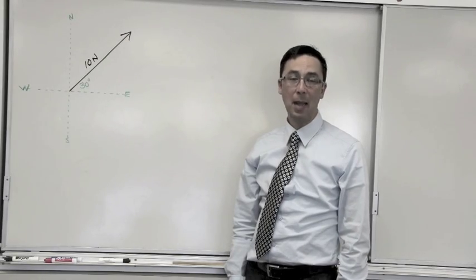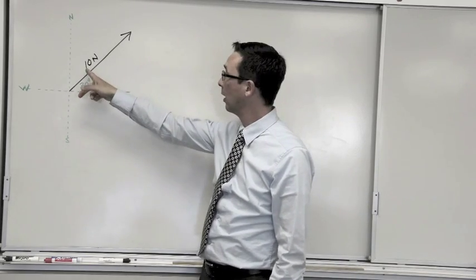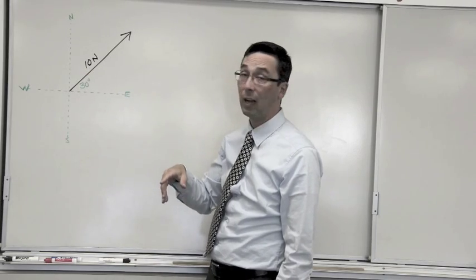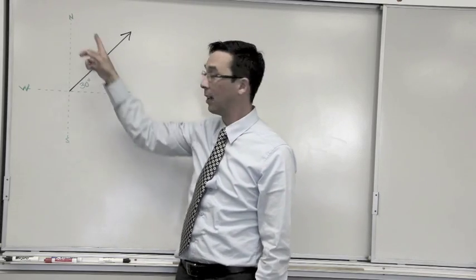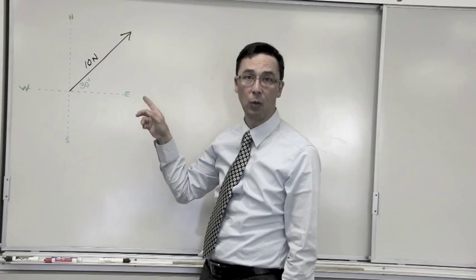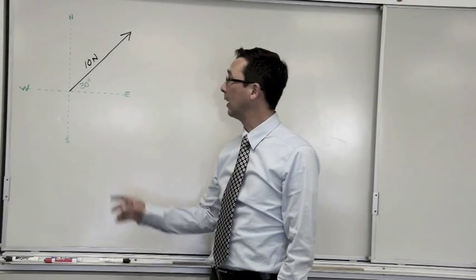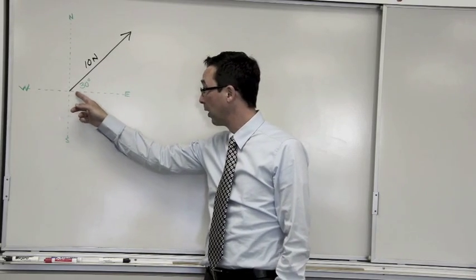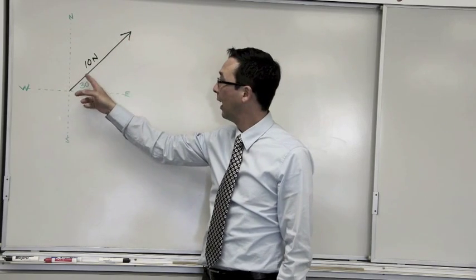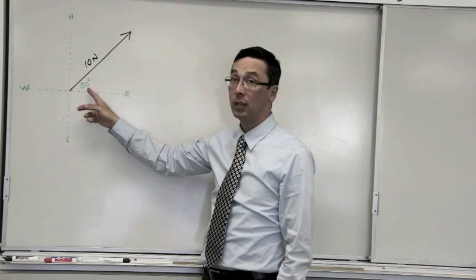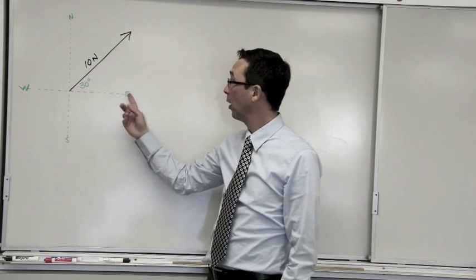A vector has both magnitude and direction. Here we have a vector with a magnitude of 10 newtons and whose direction could be described as 30 degrees on the north side of east, or 30 degrees north of east. A vector like this will have both eastward and northward forces. A 10 Newton force at 30 degrees north of east acts both eastward and northward.